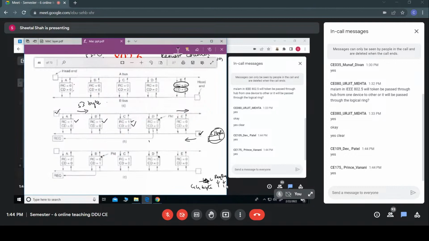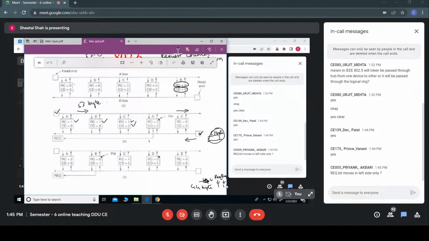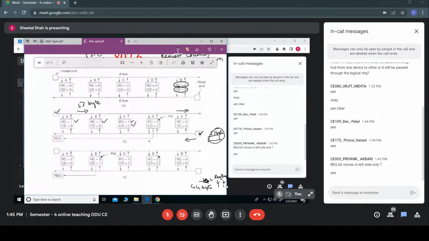Now what happens? Say suppose station D wants to transmit, so it has sent a request bit. D wants to send some data in this right hand side direction. So it has to send the request bit in the left hand side. If D wants to send to C, then it should be in the opposite direction, so the request bit would be in this direction. Is it clear, Priyank?